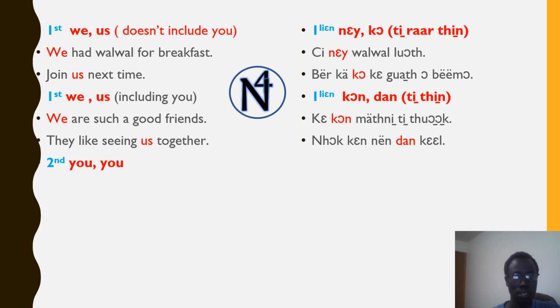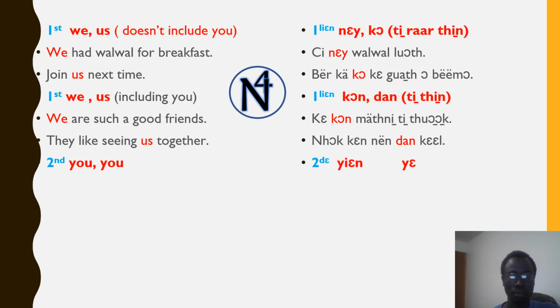Okay, second person here, you. I have talked about another you before, but right now I'm going to talk about the you that is plural. Okay, this is a plural you. The first you I talked about before was a singular you. English has the same you for everything, but in Nuer they have 4 different kinds of yous. I gave you 2 before, and I'm going to give you 2 more right now.